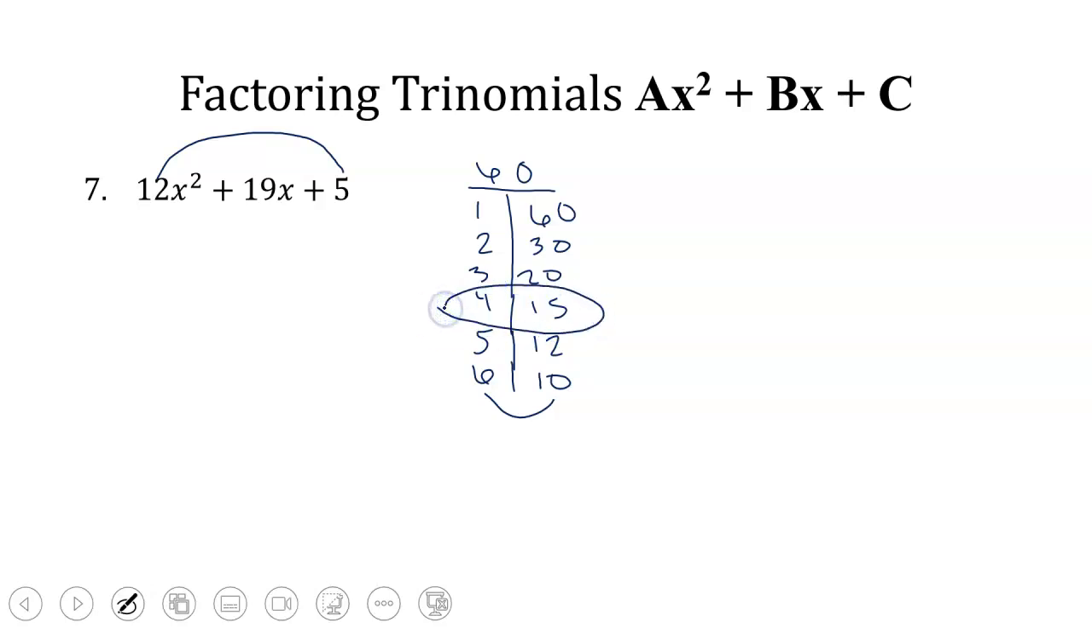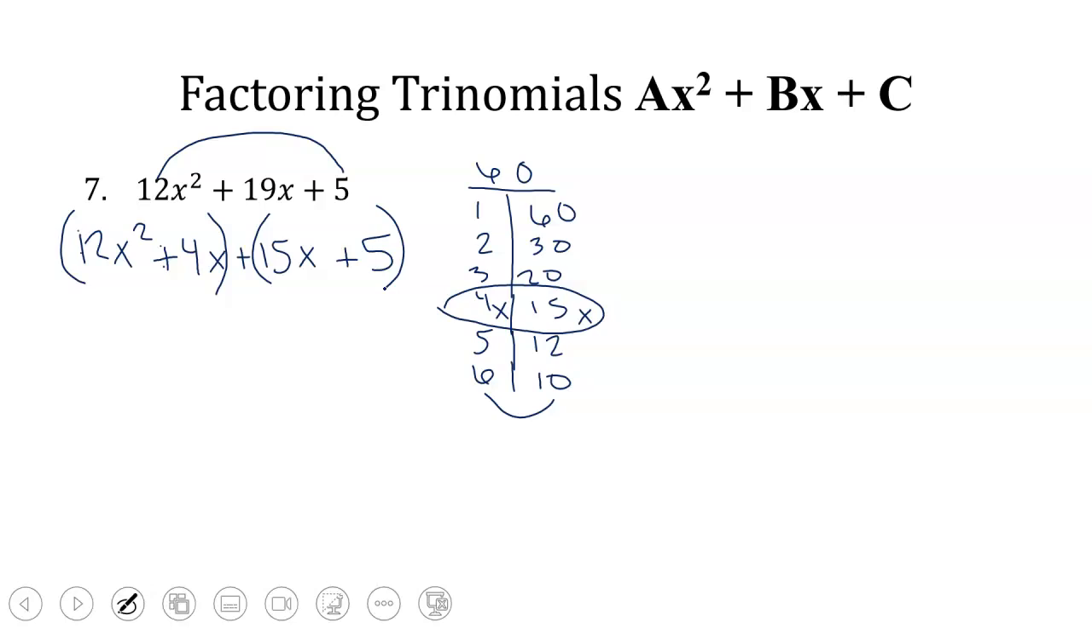I have 4 and 15. So put your x's because these two numbers are going to replace that 19. So we're going to make a four term for grouping. So rewrite your 12x squared, but instead of 19x, put your positive 4x plus your 15x, and then bring down that positive 5. So it's grouping. So group the first two and group the second two.